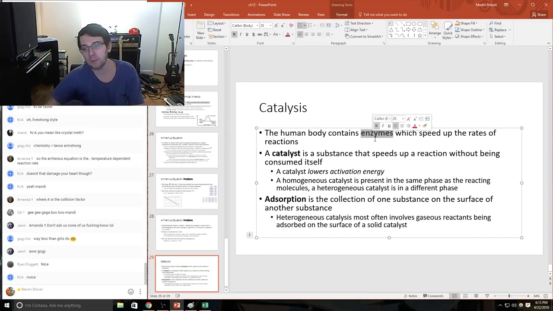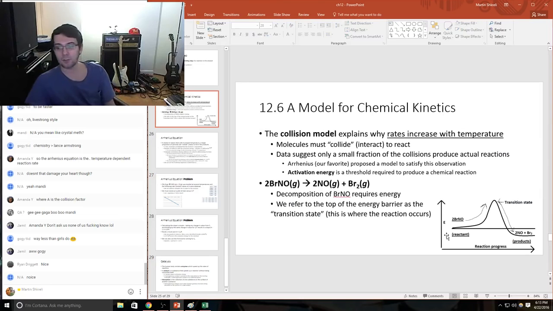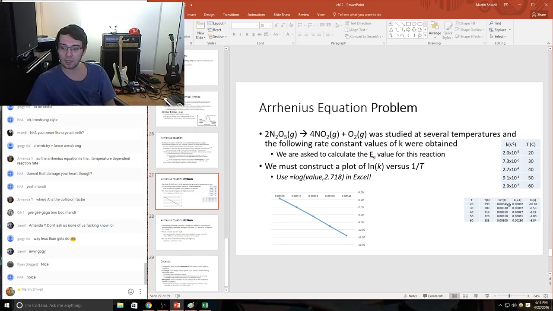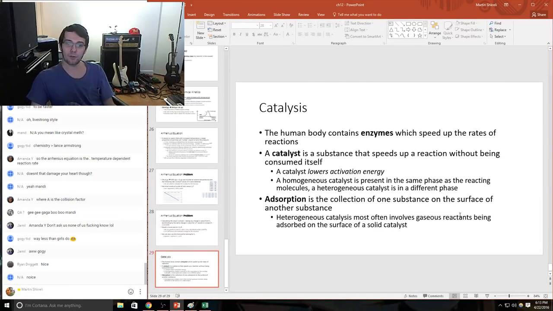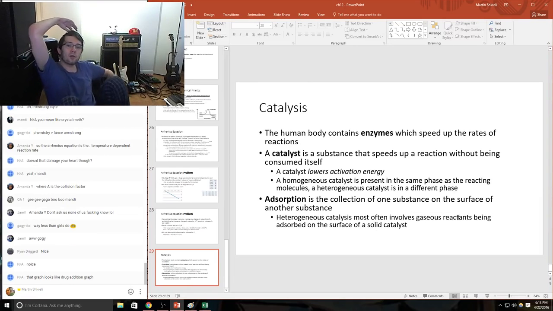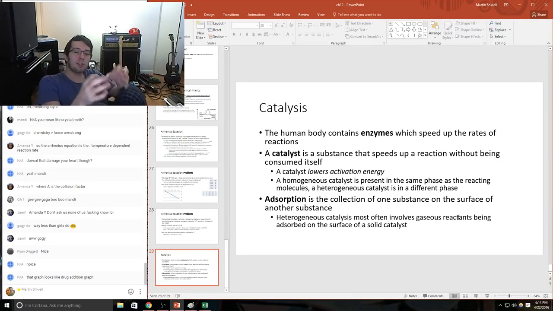And we use enzymes in our body because we can't raise the temperature. One of the easiest things to do is to raise the temperature a lot. We can do that with nitrogen dioxide or dinitrogen pentoxide by going up to thousands of degrees. But in our body, we can't do that. So we have enzymes that biologically do these reactions for us. But catalysts are typically what we use in industrial chemistry.